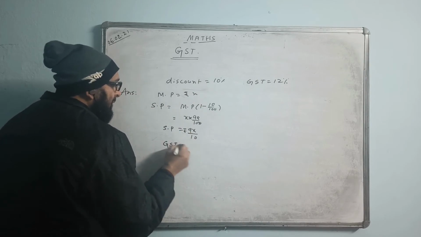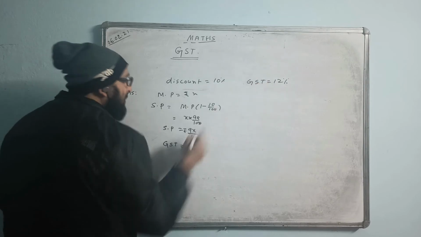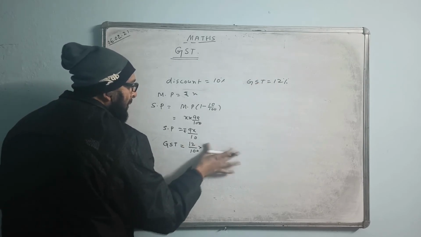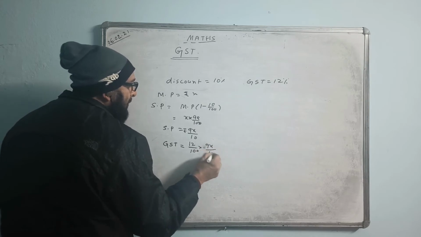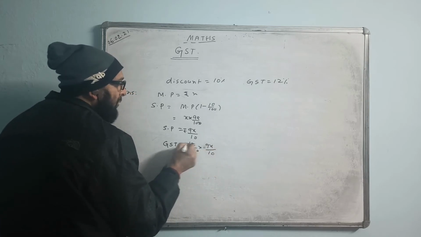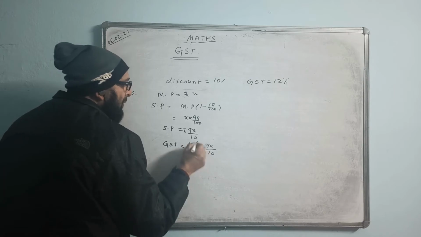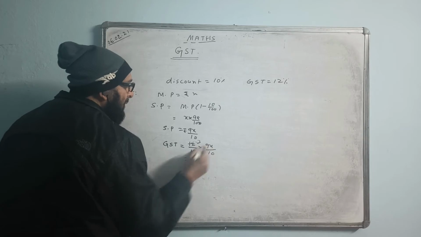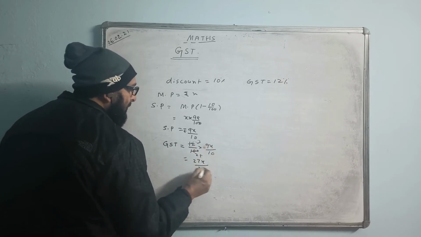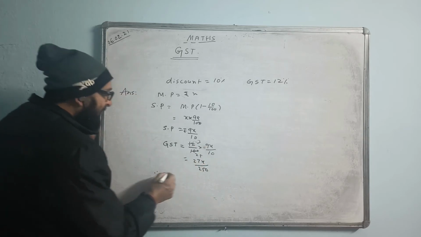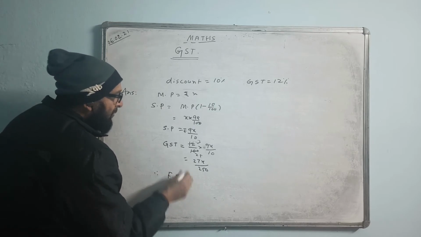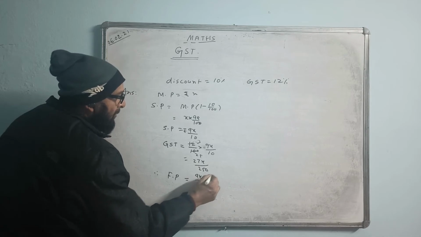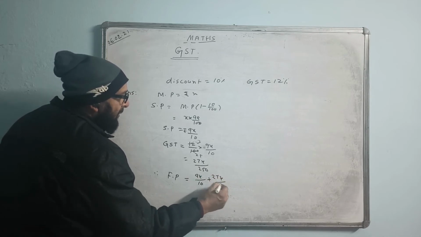Now I do GST. GST will be charged on this. This is 12%, so 12 by 100 into 9x by 10. We can cancel, make it a little shorter. 2 6 4 3s are, let's cancel by 4. 4 3s are 12, 3 9s are 27x by 250. Then what is the final price according to this? Final price will be this plus this: 9x by 10 plus 27x by 250.